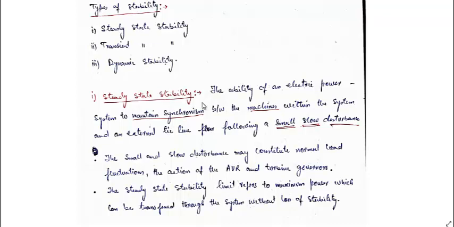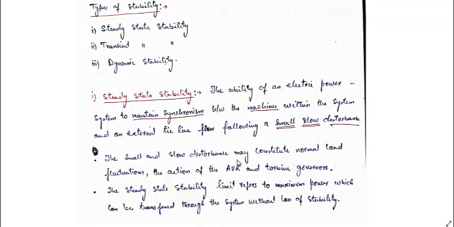So in this case, steady state stability means a system regains its stability or its normal operating condition when the disturbance is small and slow. Such type of stability is known as steady state stability.